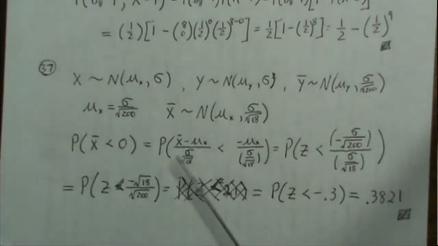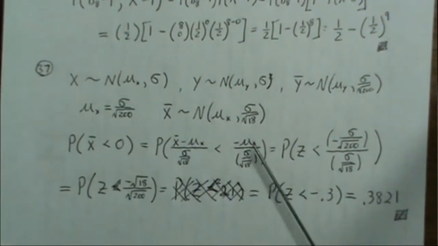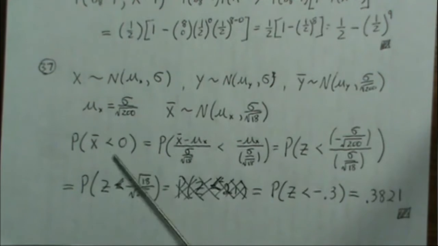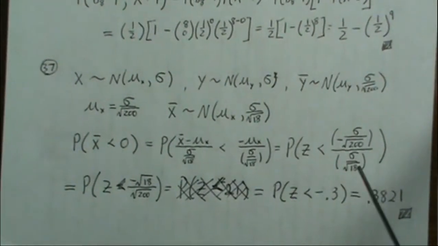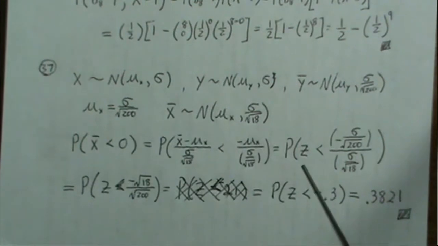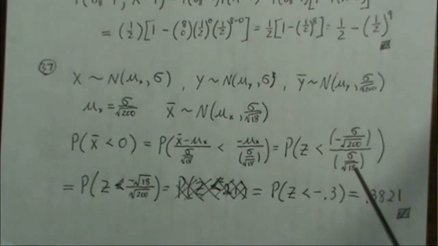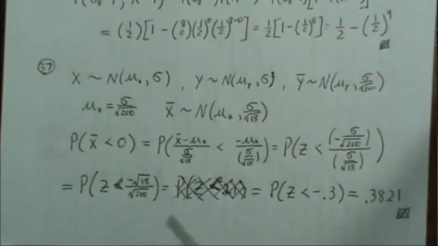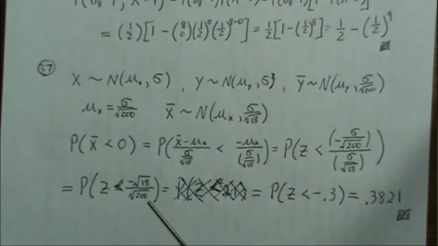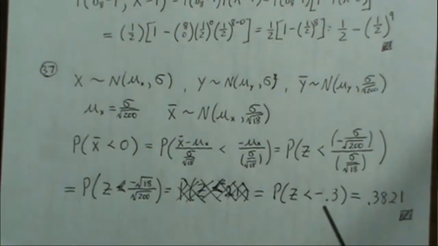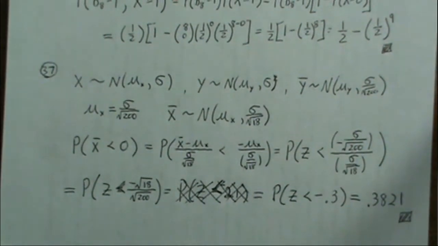Well, if we standardize this, so subtract the mean from both sides and then divide by the standard deviation of both sides, we get this. So this is a z variable. This mean was that. So then those reduce down to this, which then probability z is less than minus 0.3 is 0.3821.